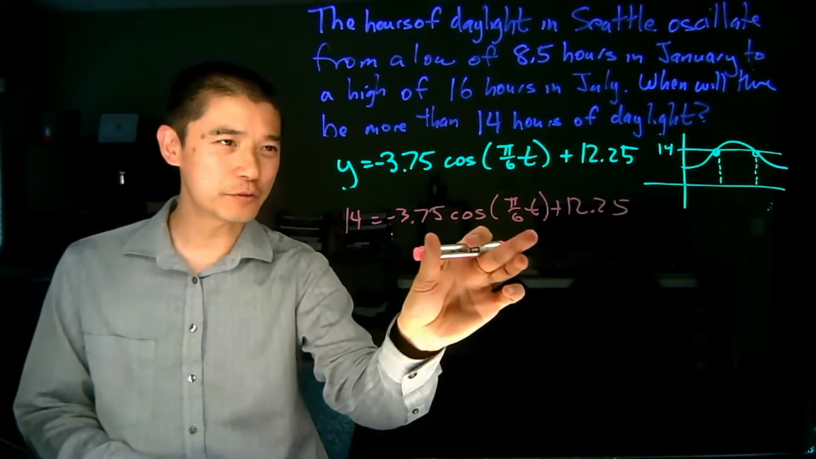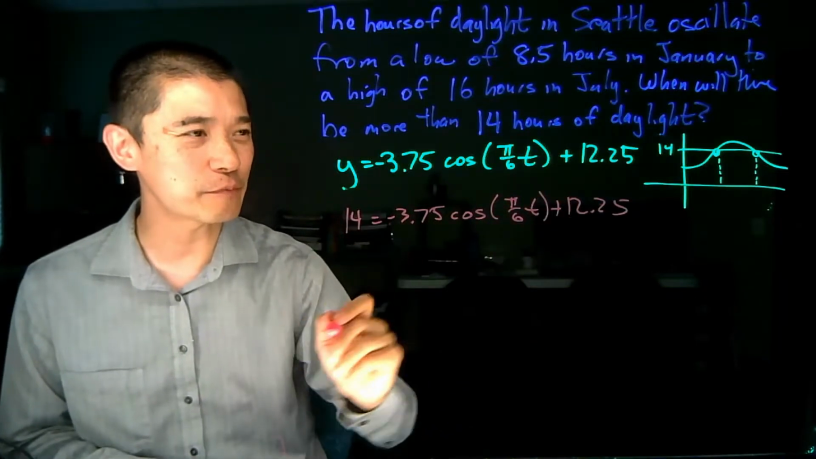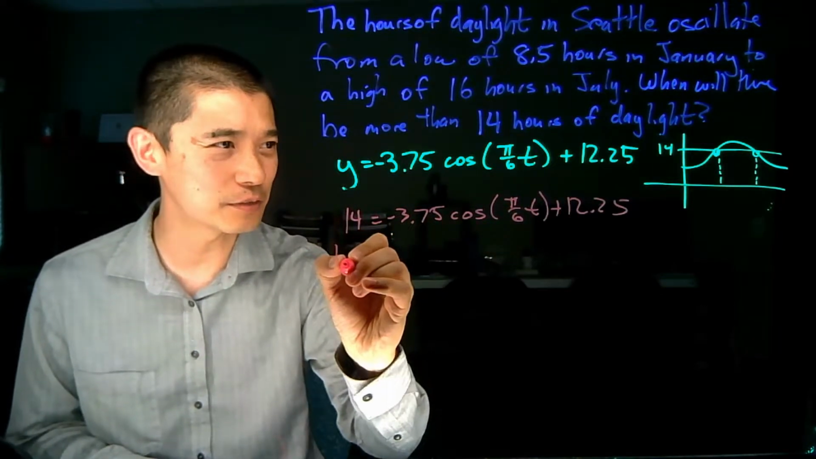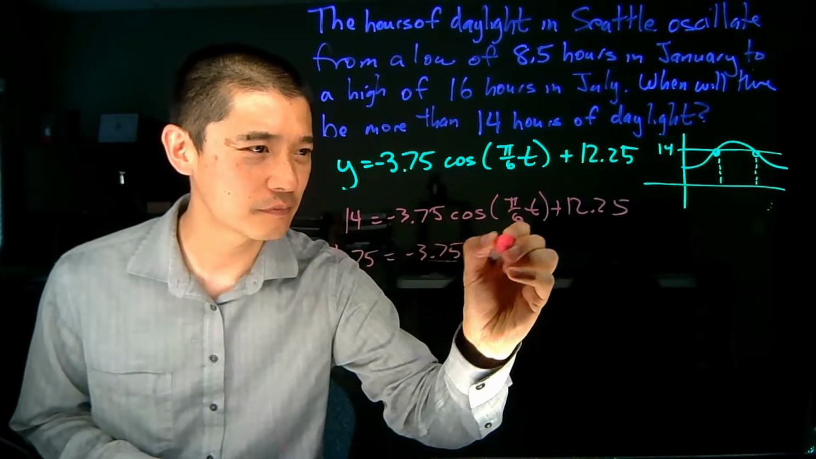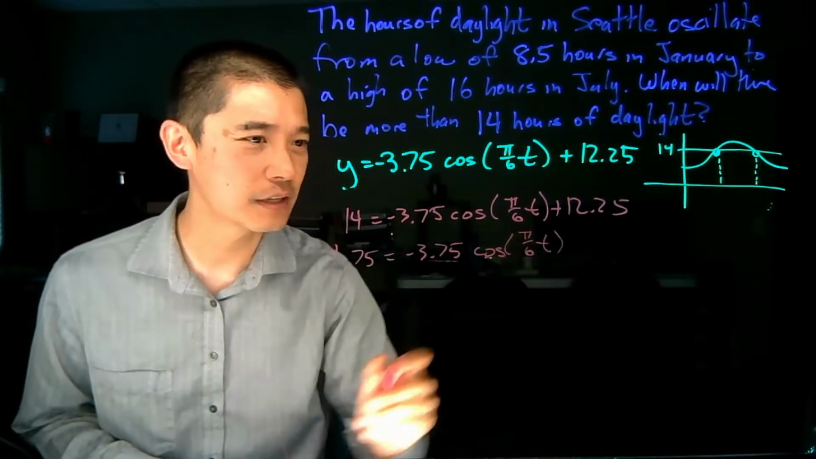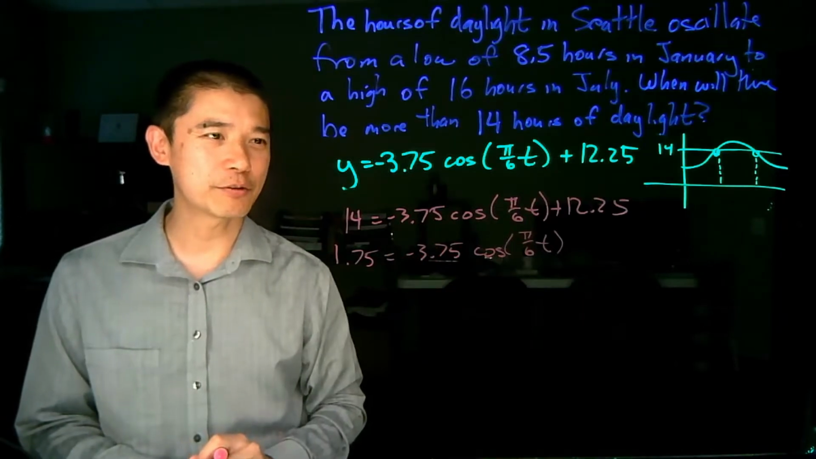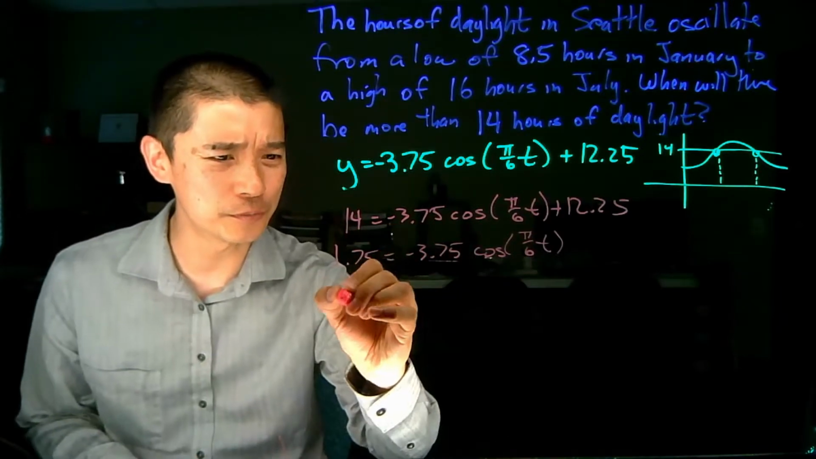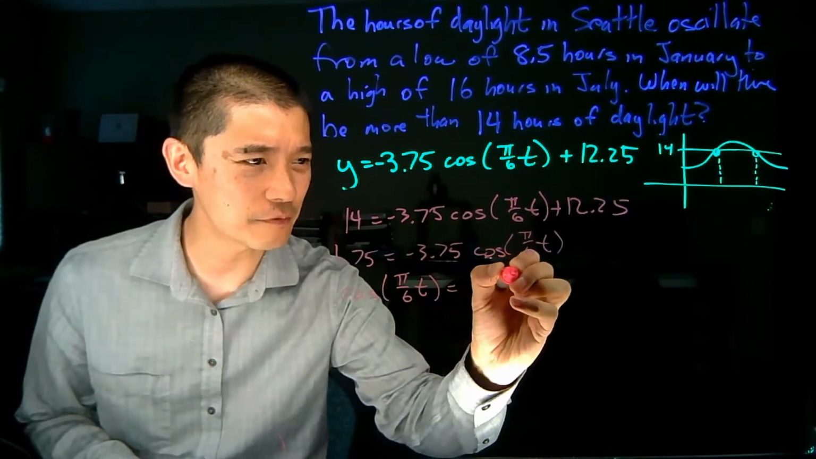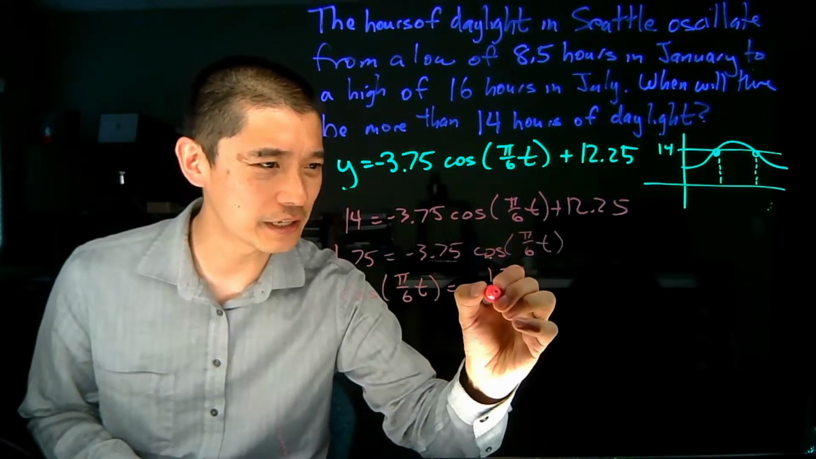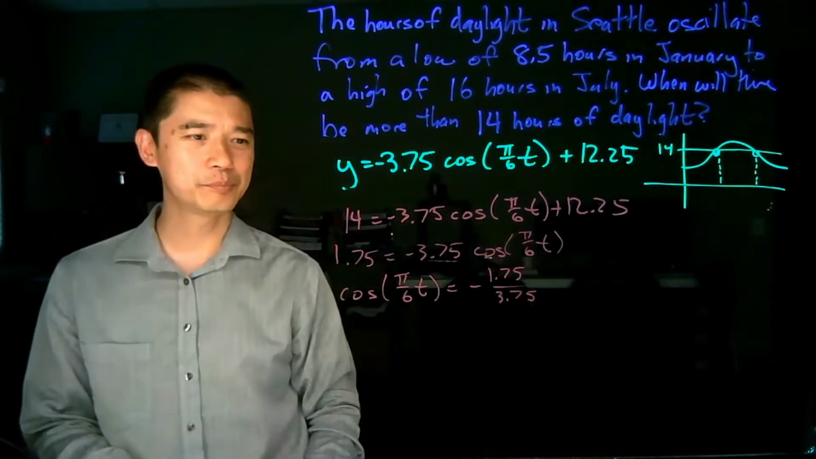In order to solve for t, we need to isolate the cosine term. So we're going to start off by subtracting 12.25 from both sides. And we're going to divide both sides by negative 3.75. And we're also going to switch the order too. Cosine of pi over 6 t is equal to 1.75 over negative 3.75.